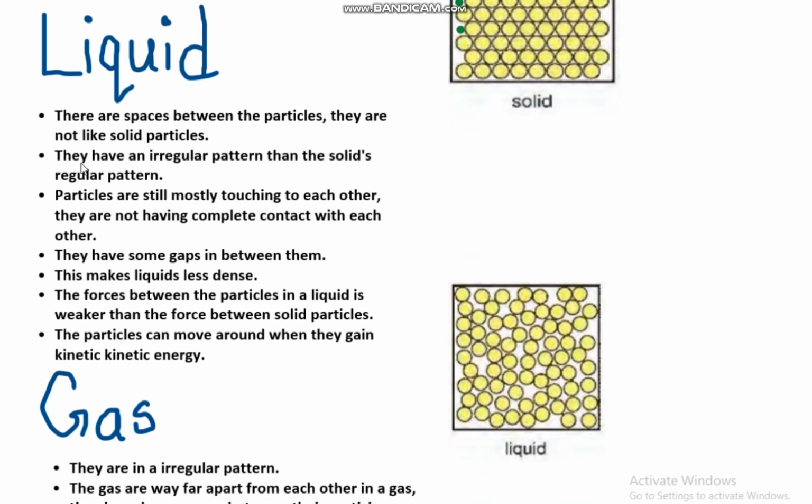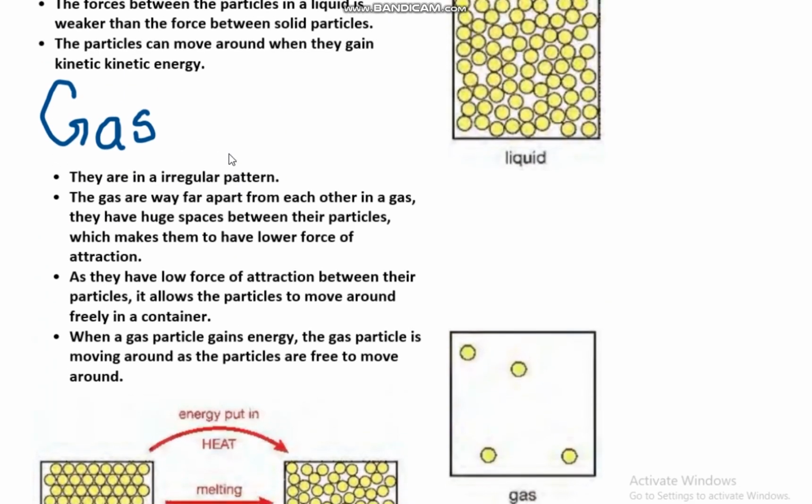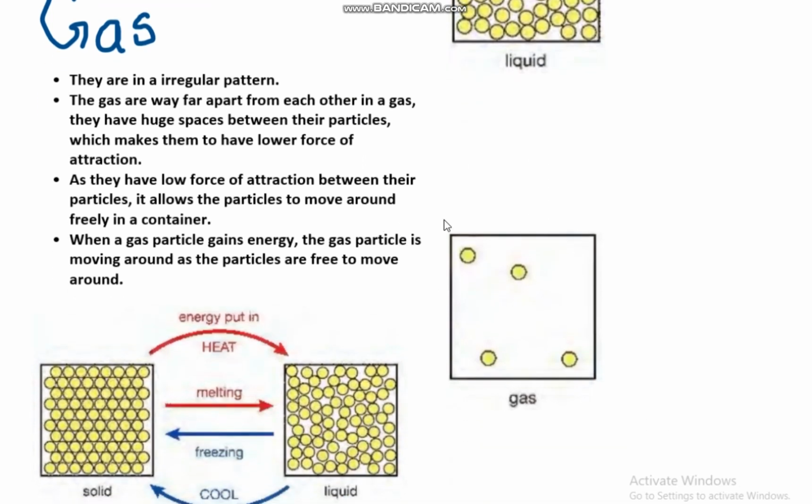Liquids are irregular in pattern, and they have small gaps between their particles. When they gain kinetic energy, the particles tend to move around, and they are less dense. And then we have gases, which are irregular in pattern, and the particles are far apart from each other, meaning they have huge spaces which allow them to move here and there. They move around when they gain kinetic energy, and the low force of attraction allows them to move around.